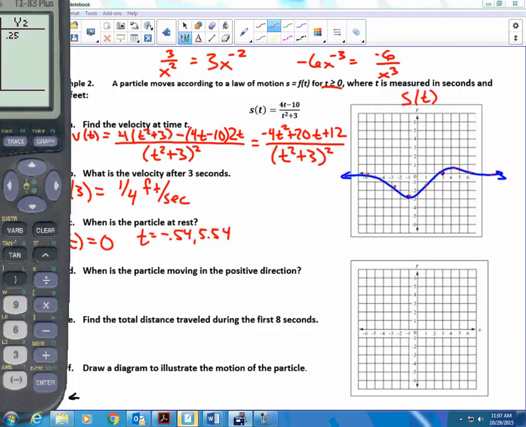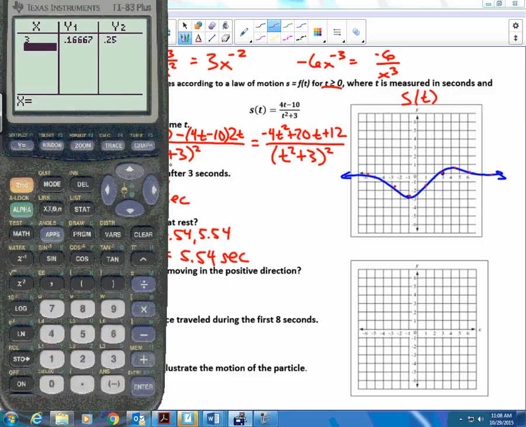Okay, so are we concerned with negative time here in this problem? No. So at time is equal to 5.54 seconds is where the derivative is equal to 0. The particle is at rest, and it's going to change direction. Yes. It changes direction twice. So it would go like this. Yeah, it would go forward, then it would back up, and it would go forward again. Yeah, you could totally have that. And you do in your assignment, okay?